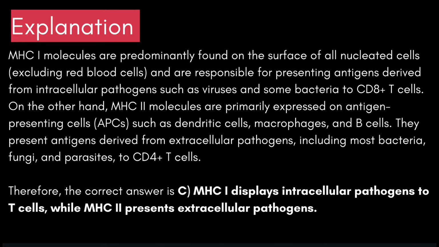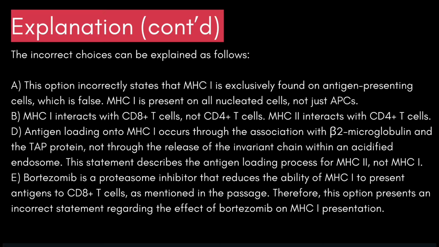Let's go ahead and see why the other answer choices are incorrect. A. This option incorrectly states that MHC1 is exclusively found on antigen-presenting cells, which is false. MHC1 is present on all nucleated cells, not just APCs. MHC1 interacts with CD8 plus T cells, not CD4 plus T cells. MHC2 interacts with CD4 plus T cells. Antigen loading onto MHC1 occurs through the association with beta-2 microglobulin and the TAP protein, not through the release of the invariant chain within an acidified endosome. This statement describes the antigen loading process for MHC2, not MHC1.